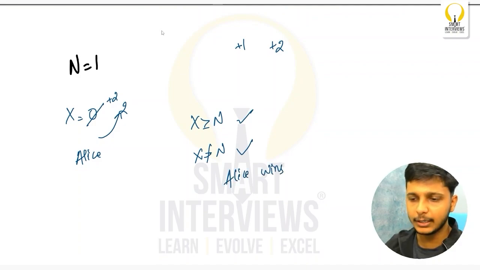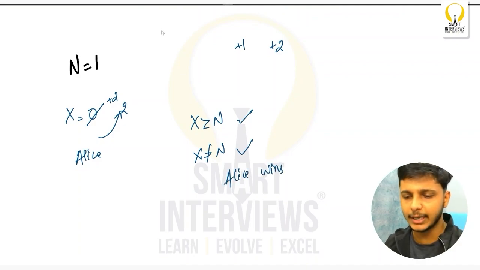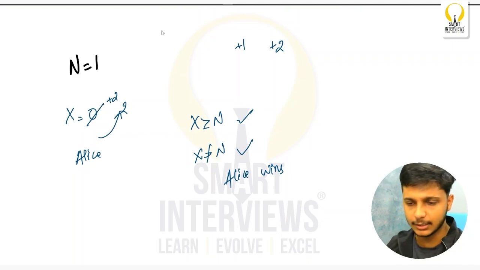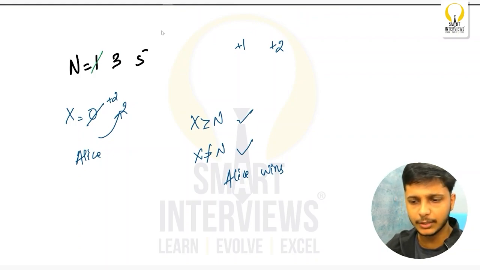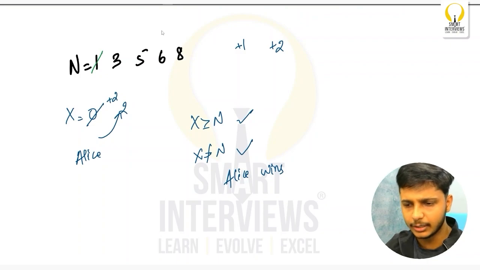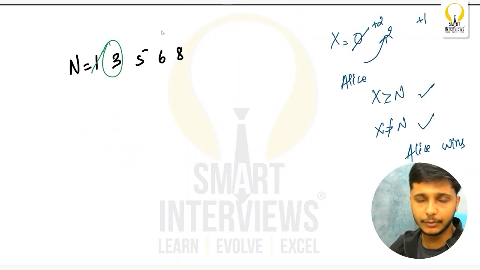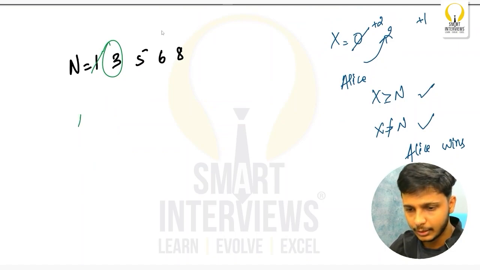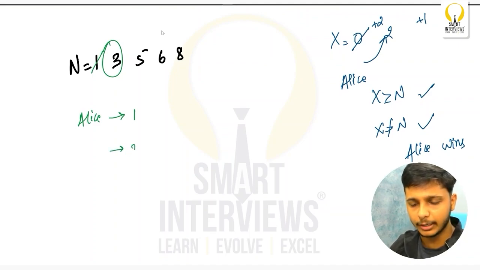Correct? But if you take any other condition, let's say instead of 1, if n value is 3, we'll see for 3, 5, 6, 8, and so on. Now let's say you are dealing with n equals 3. Alice will start; either she will make it 1 or she will make it 2 from 0, correct? If she makes it 1, what will Bob do?